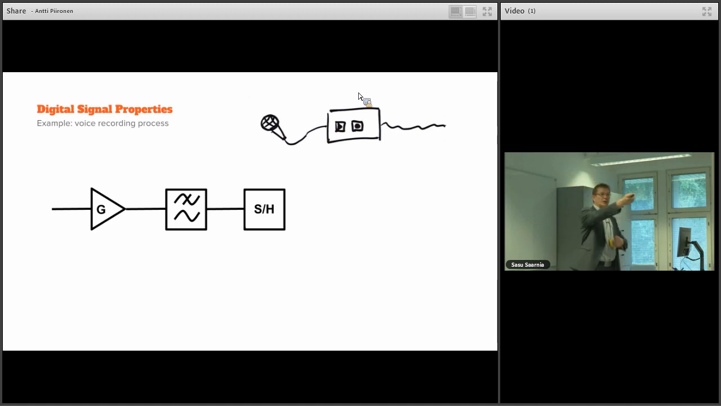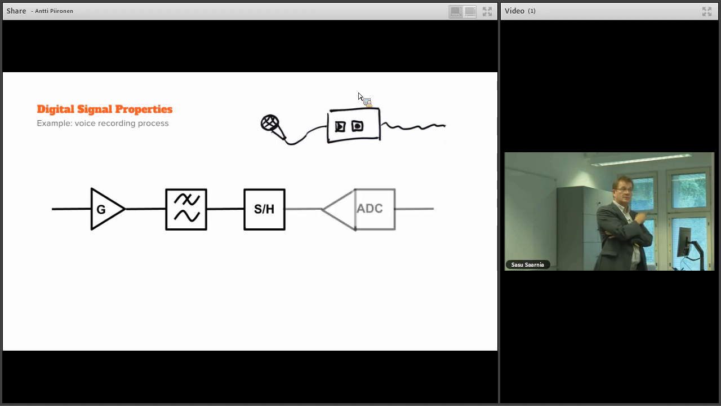Okay, so sample and hold is the second box there, meaning there's some sampling done, and then you actually need some filtering, analog filtering. Everything here is basically analog, and this is still an analog signal after the sample and hold. Then we have the A to D converter. Okay.